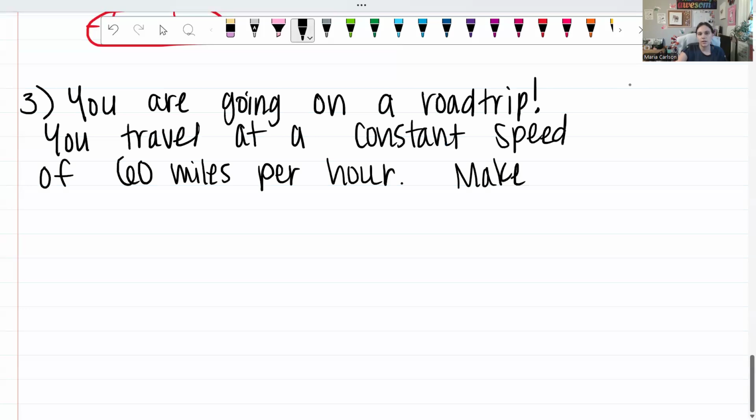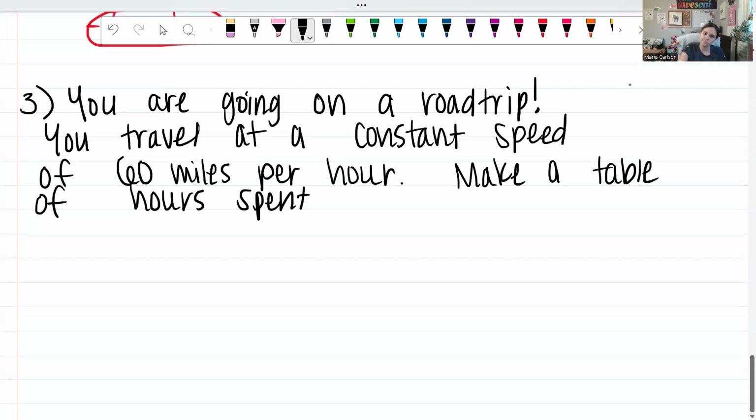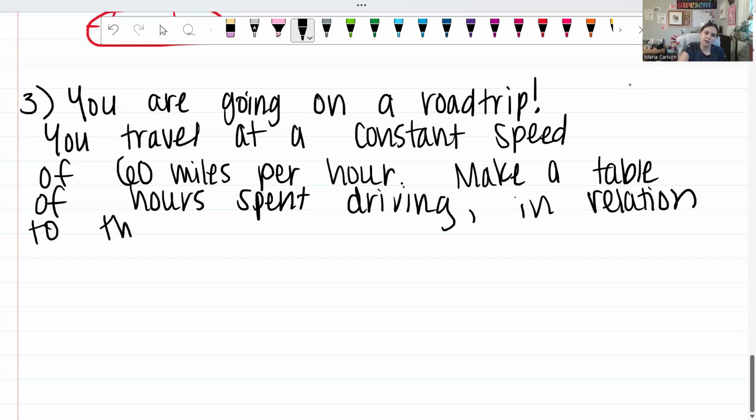Make a table of hours spent driving in relation to the miles traveled.